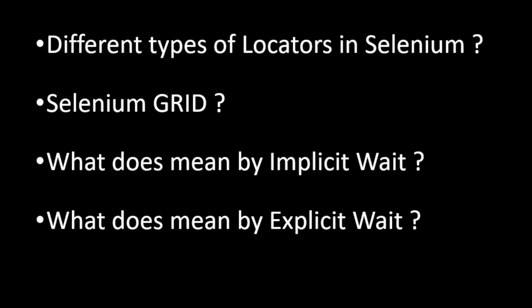Okay, so the slave system is nothing but the nodes, and the master system is nothing but the hub. Our hub can directly instruct our node system, meaning the hub directs the nodes on which script should be executed on which browser. So that is about the Selenium grid. You need to explain all the things in a proper way.